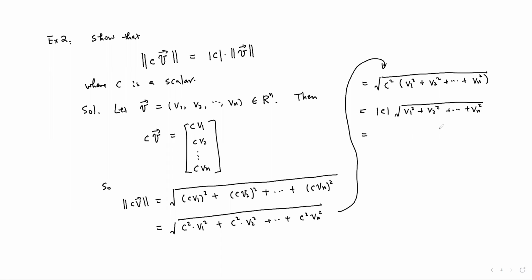But this square root is the length of vector v. So we have the absolute value of c times the length of vector v. So we have this equation. So the proof is done.